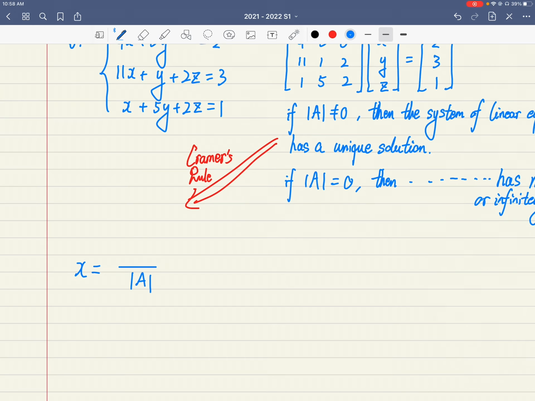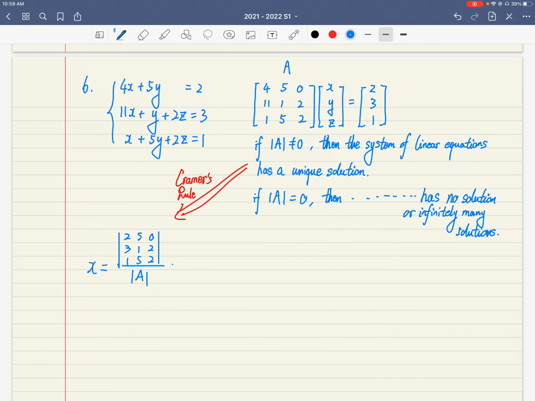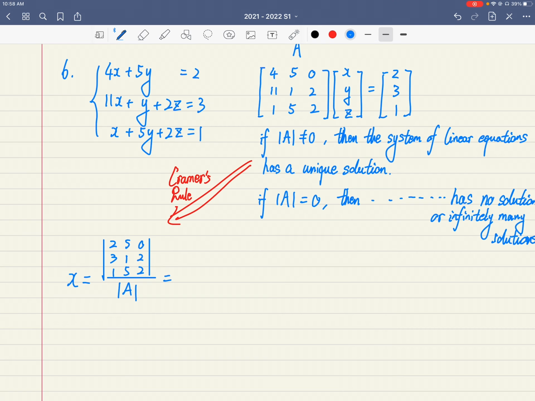So I do that. It's 2, 3, 1. This becomes the first column, then 5, 1, 5, then 0, 2, 2. This will be the first column over the determinant of A. So you just get this new matrix determinant over the determinant of A, and you'll get the answer.